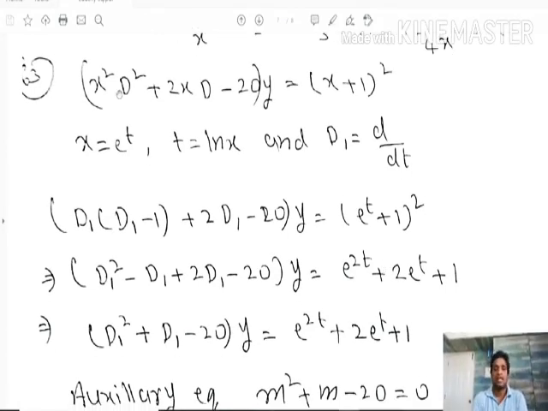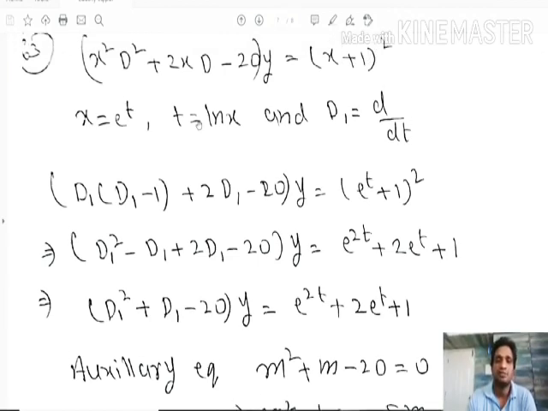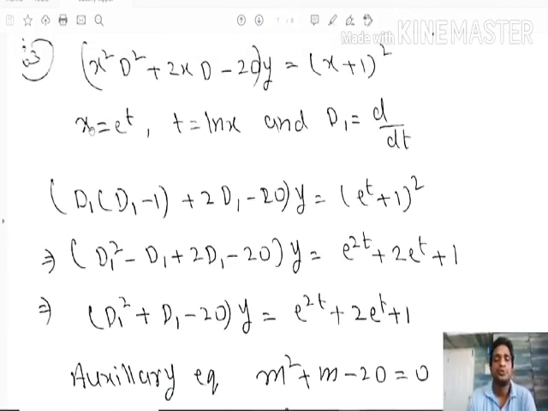So you see here, x square d square plus 2xd minus 20y is equal to x plus 1 whole square. Check here, x square d square, x power 1 d power 1. There is no x term for the constant, you may assume x power 0. So directly we can say that it is a Cauchy-Euler equation. So introduce the t variable as x is equal to e power t, then t is equal to ln of x, and d1 will be d by dt.